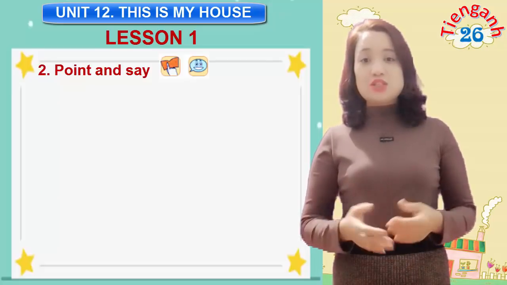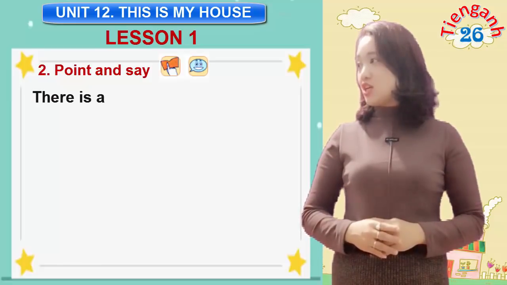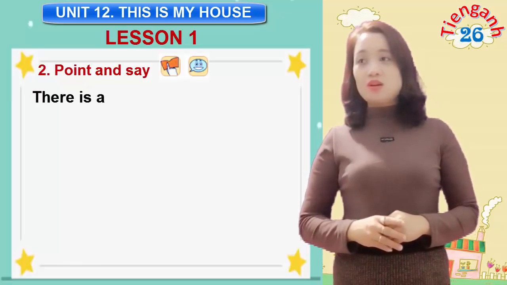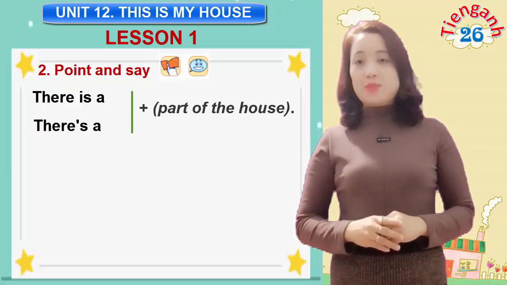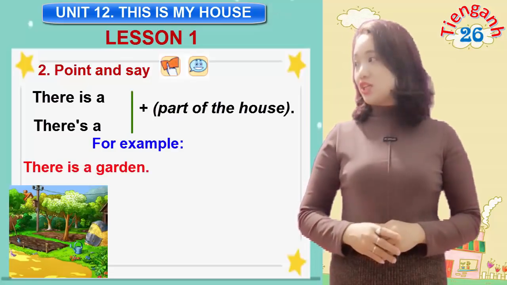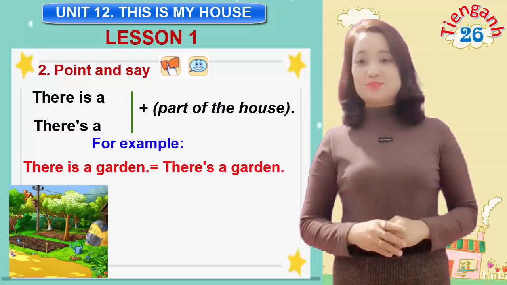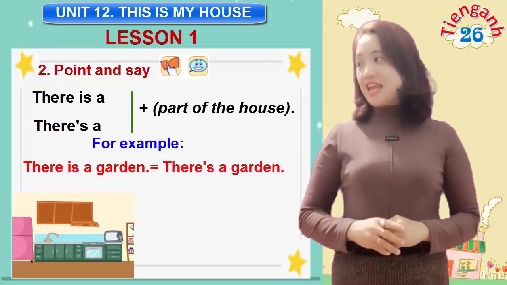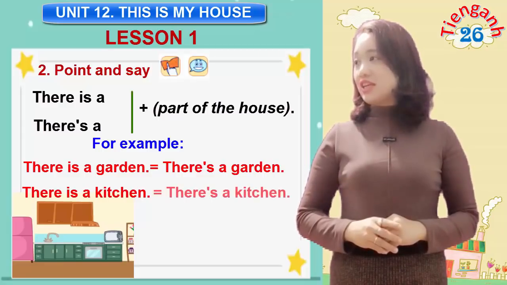To introduce a part of the house, you say there is a or there's a, place, part of the house. For example, there is a garden or there's a garden. There is a kitchen or there's a kitchen.